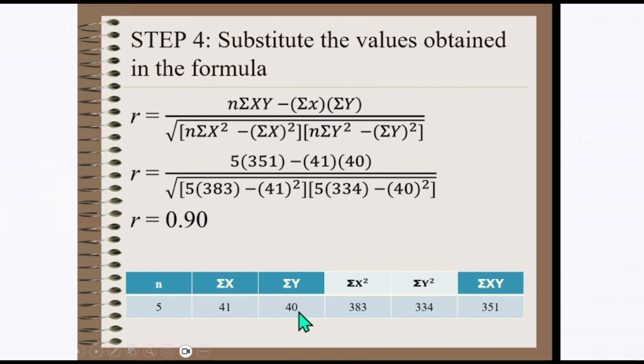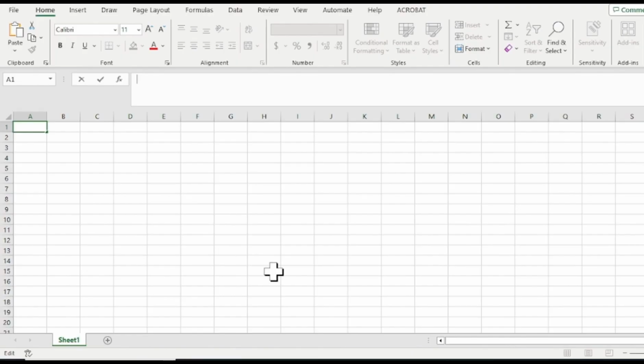Then compute natin yan. The value of r, kapag kinompute yan, will be 0.90. So what is the strength and direction of the r value? The strength is very high and the direction is positive. Therefore, there is a very high positive correlation between the scores in statistics and in physics of 5 students.